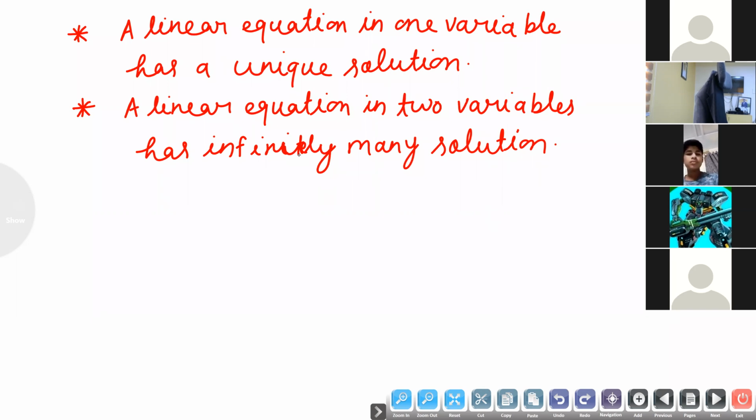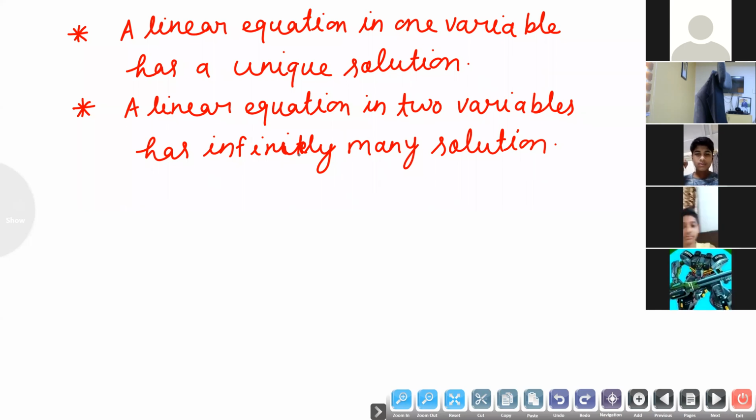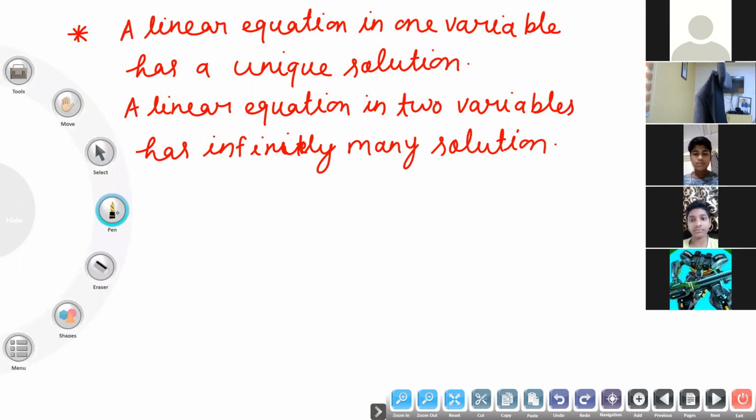Now students, I have given here 2 points. Some students are saying, sir, whatever point you have given, we do not agree with that. How can you explain with the help of examples? A linear equation in one variable has only one solution. A linear equation in two variables has infinitely many solutions. Now I am going to explain whether these 2 points are right or wrong. Listen carefully, everyone. All students stop writing.